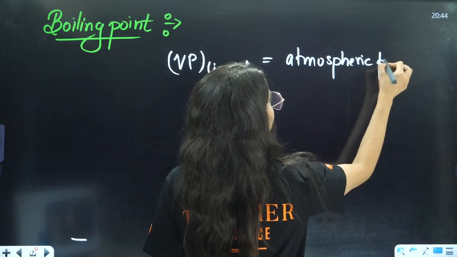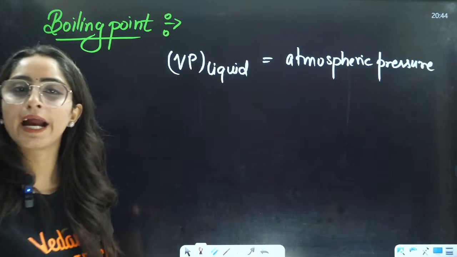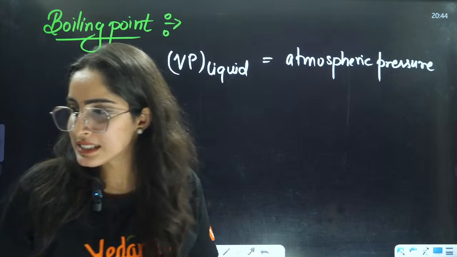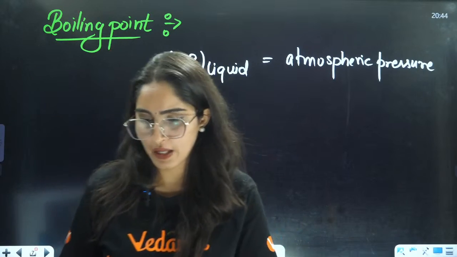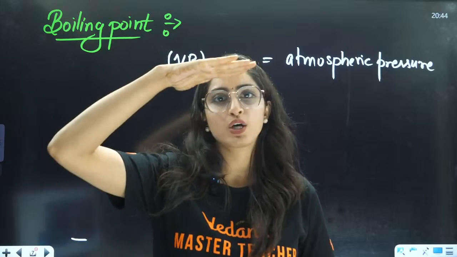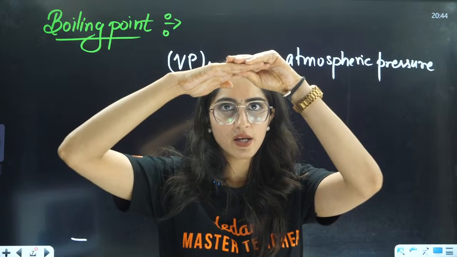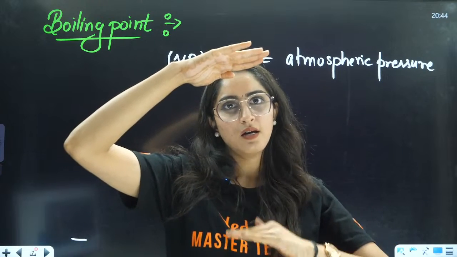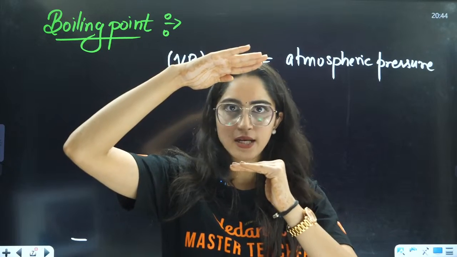Atmospheric pressure. It becomes equal to the atmospheric pressure, right? So now, what you saw here. This is your atmospheric pressure, the pressure of this atmosphere. This is the vapor pressure of pure solvent.